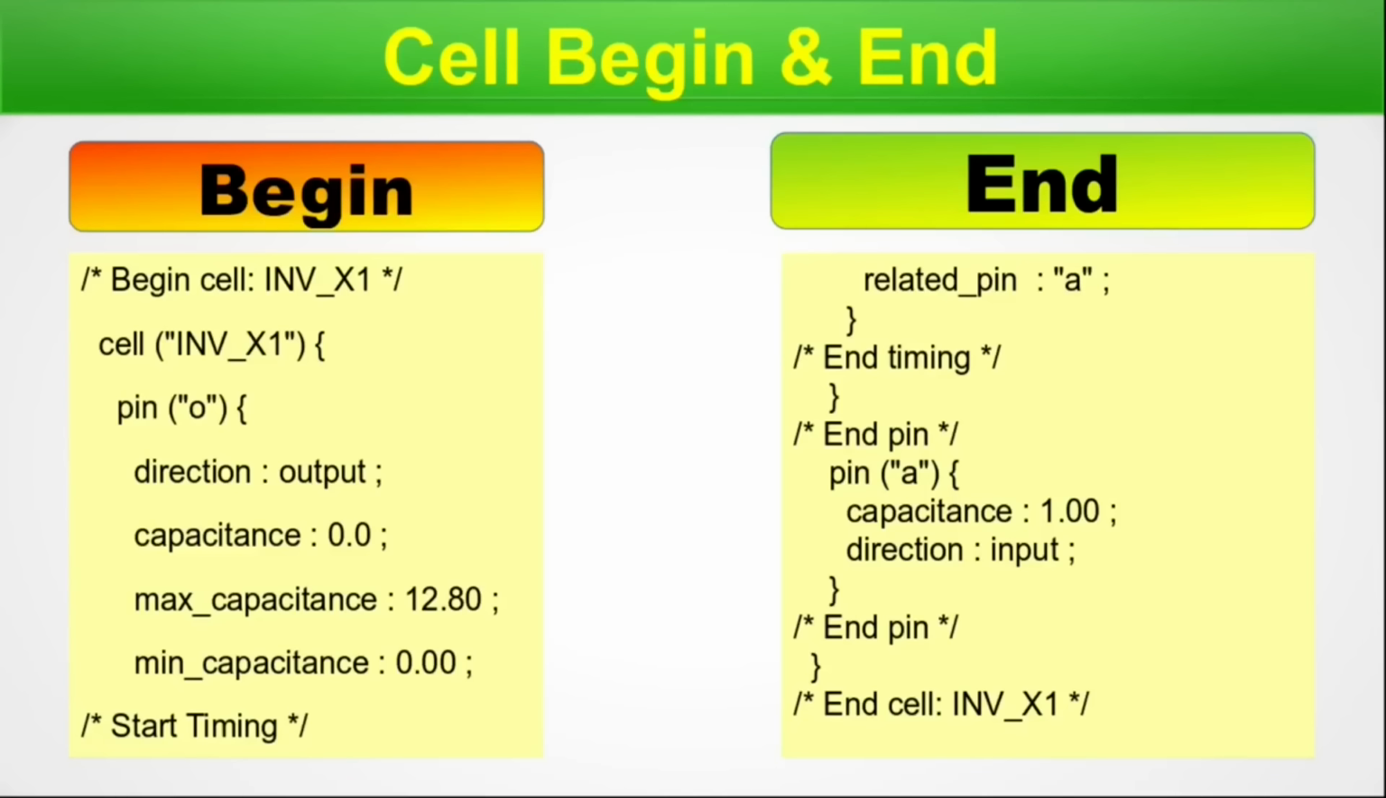We are done with this particular slide, so let's move on. Before beginning, I would like to mention that index 1 and index 2 we have described already in the header section. Index 1 is the total output net capacitance and index 2 is the input net transition. These two are also called the output load and the input slew respectively.